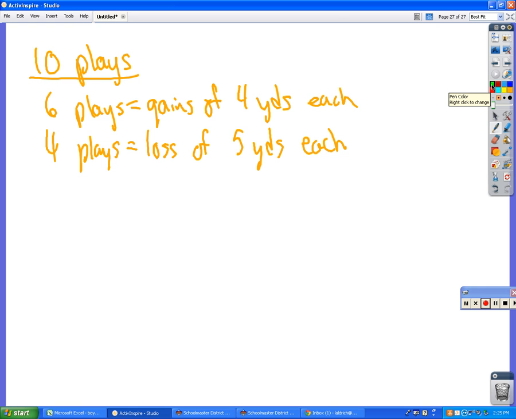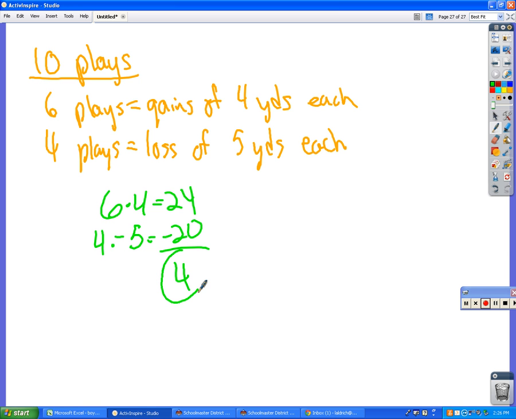So if you run 6 plays and you gain 4 yards on each play, how many yards did you gain altogether? 24, right? Because this first part is just saying 6 times 4 is 24. If you run 4 plays and you lose 5 yards every single time, then you end up losing 20 yards because 4 times negative 5 is negative 20. Okay, good. And then if you gain 24 yards, you lose 20 yards, then overall you have gained 4 yards.